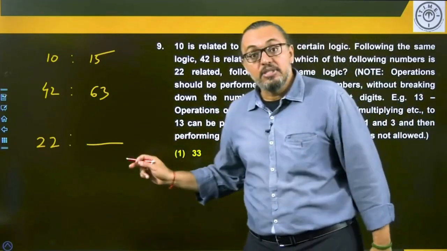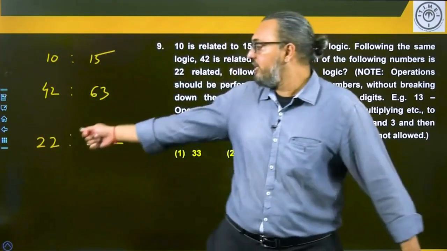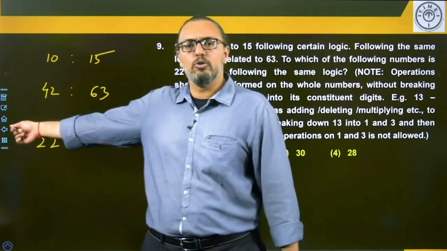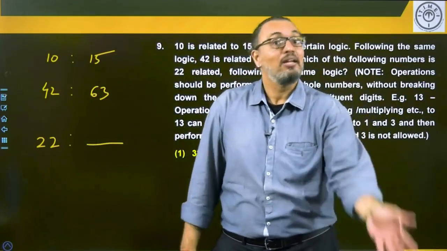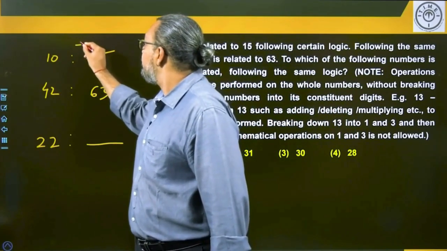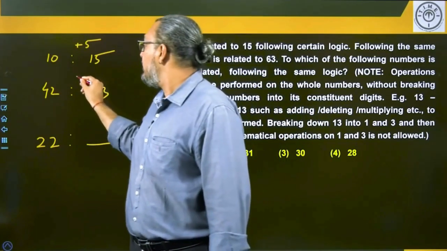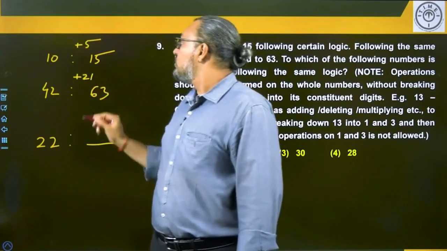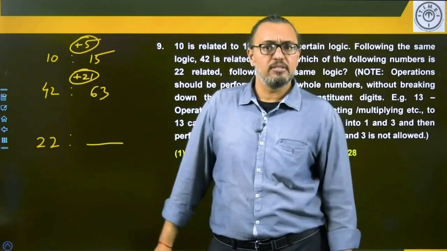So again, if you observe the numbers in the options, they are very close to 22, correct? Likewise, 63 is very close to 42, 15 is very close to 10. So other than addition, I cannot do anything. If I take addition, I am getting plus 5 here. But am I getting plus 5 here? No, I am getting 21 here. So what is the logic here and here? They are actually not the same numbers, correct?